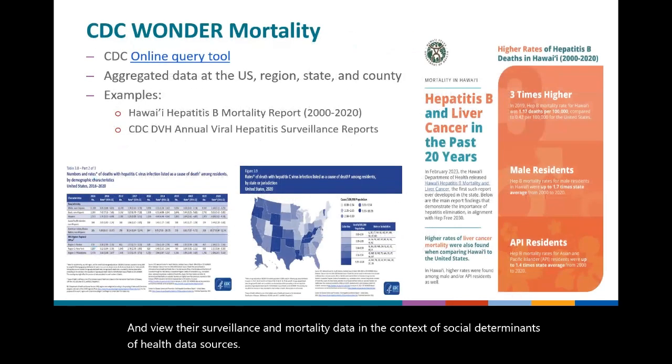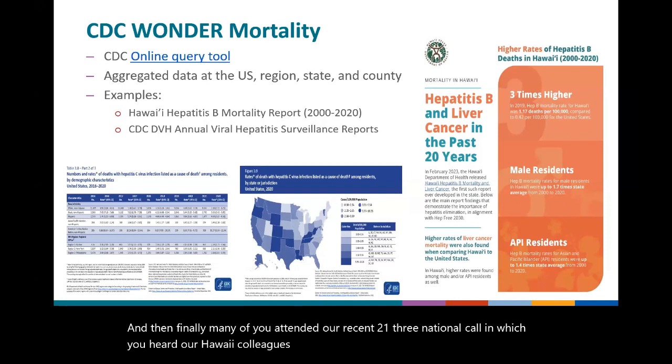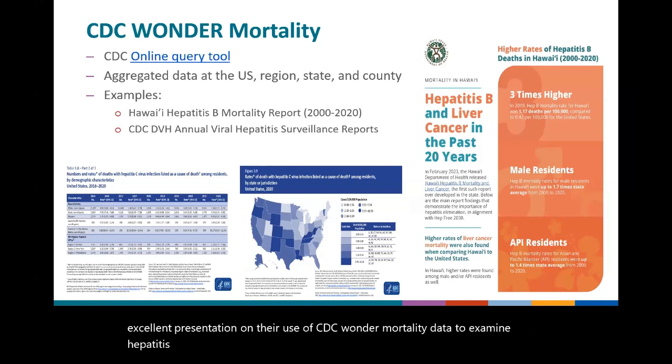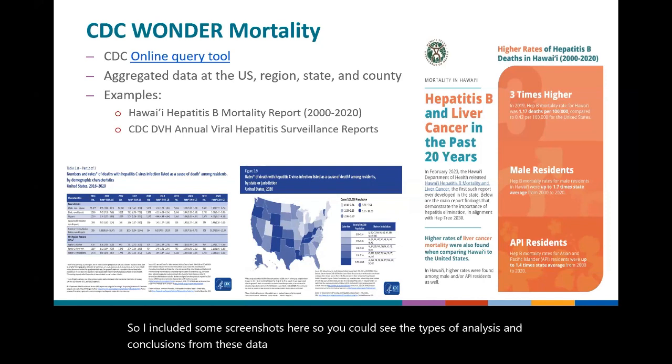And then finally, many of you attended our recent 2103 national call, in which you heard our Hawaii colleagues, Thaddeus Pham, and his co-authors provide a really excellent presentation on their use of CDC Wonder mortality data to examine hepatitis B mortality trends in Hawaii. So our division also uses CDC Wonder to produce tables and figures to characterize hepatitis mortality for the US in our annual surveillance reports. So I included some screenshots here so you can see the types of analyses and conclusions from these data from DVH and our Hawaii colleagues.